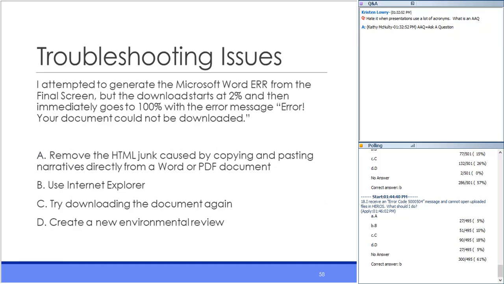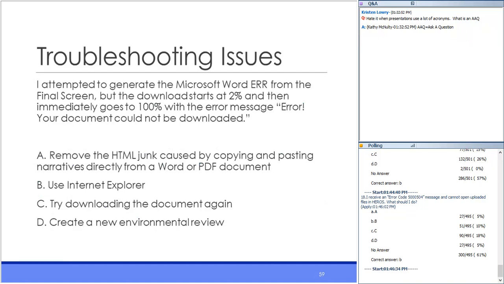Okay, next question. I attempted to generate the Microsoft Word environmental review record from the final screen, but the download starts at 2% and then immediately goes to 100% with the error message, error, your document cannot be downloaded. So what to do in this situation? A, remove the HTML junk caused by copying and pasting directly from Word. B, use Internet Explorer. C, try downloading the document again. Or D, create a new environmental review.